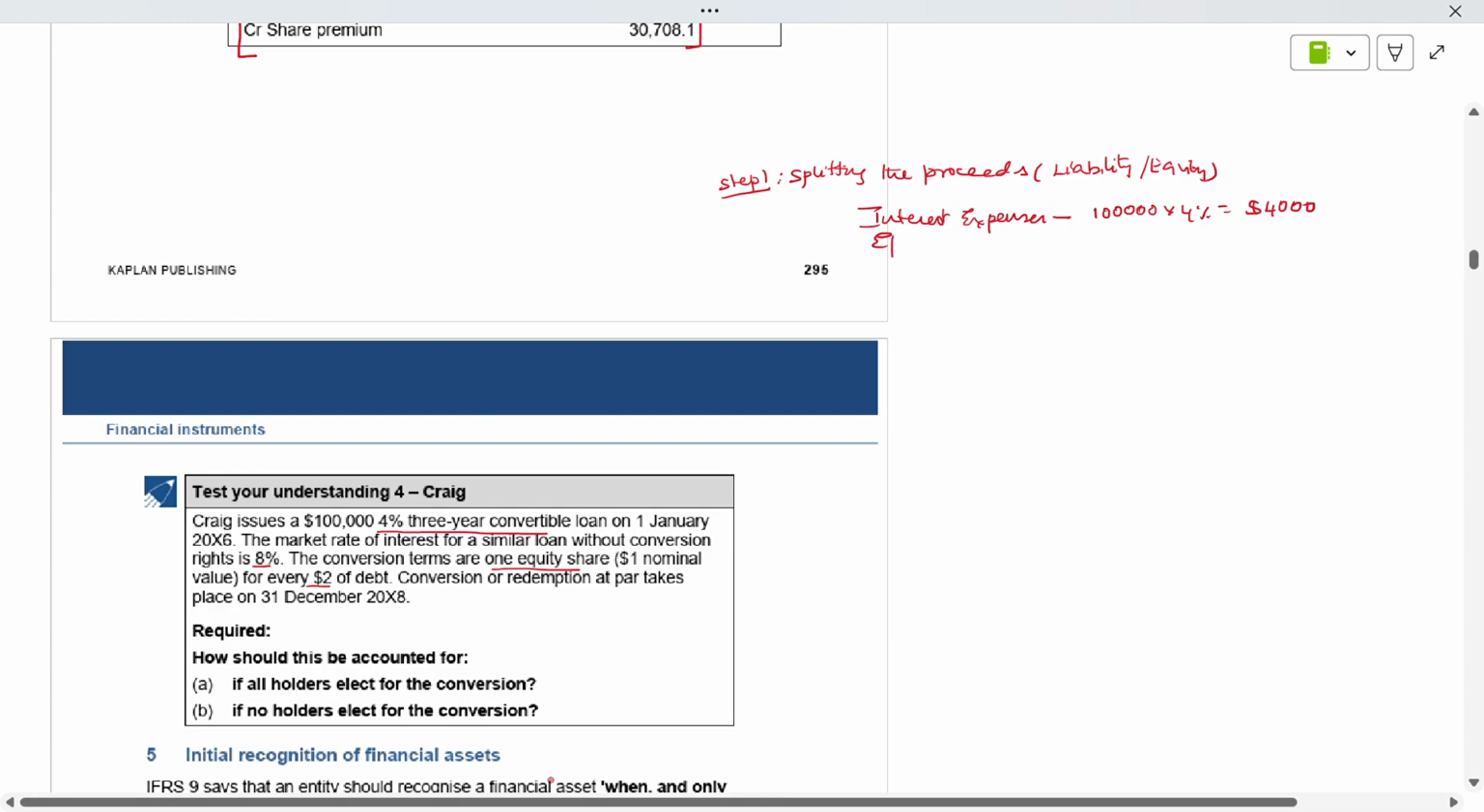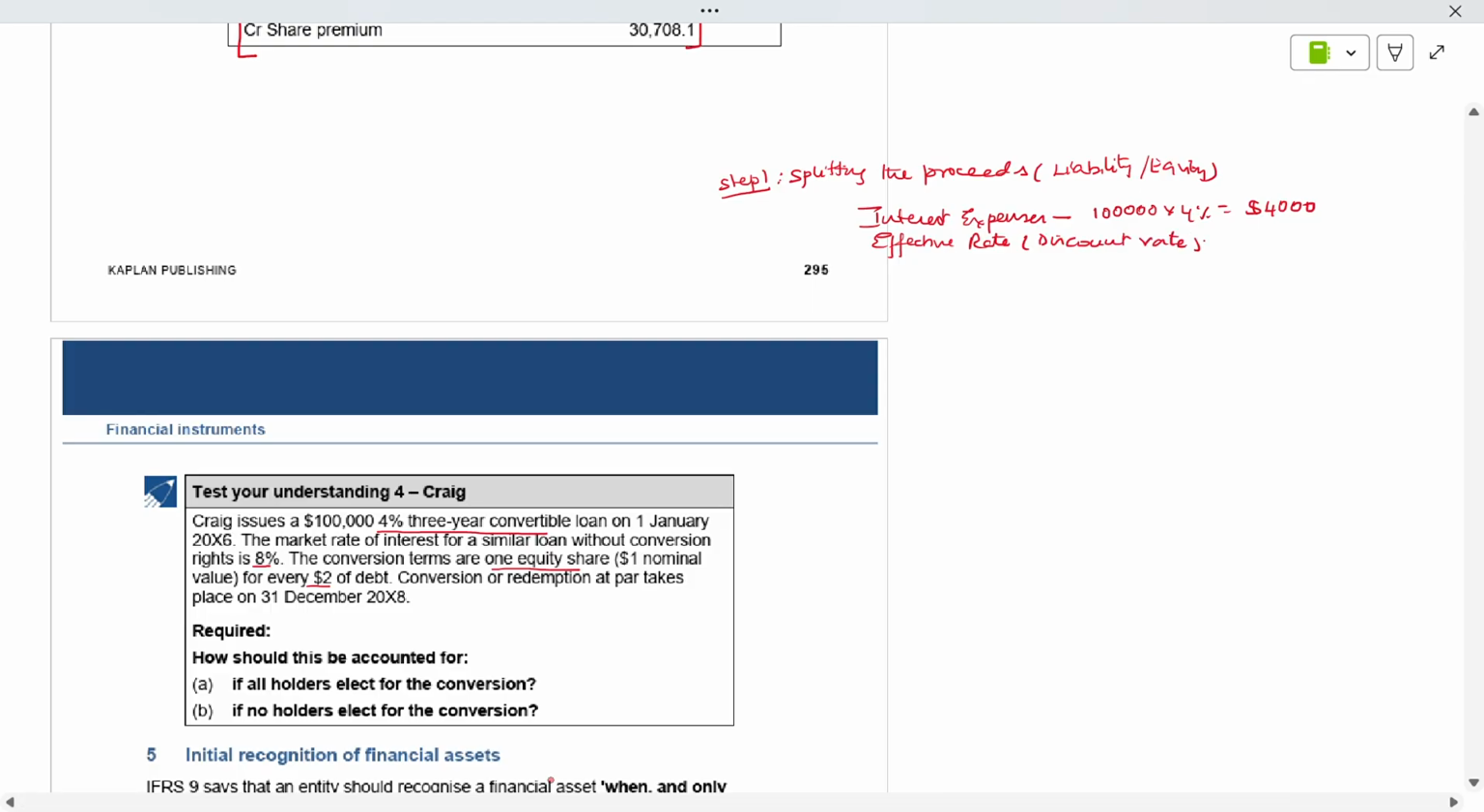Now, the effective rate is how much? Effective rate, that is the discount rate. Discount rate is going to be how much? 8%. Fine.